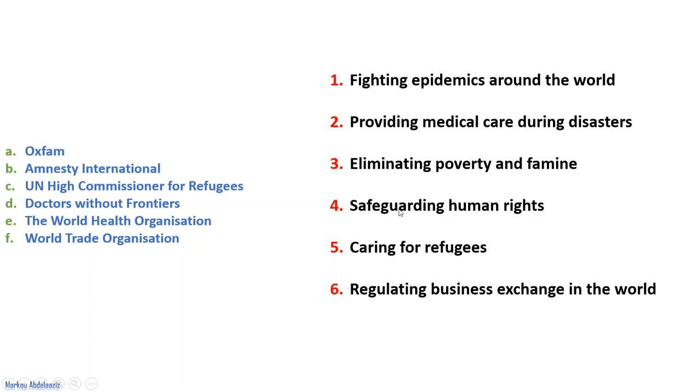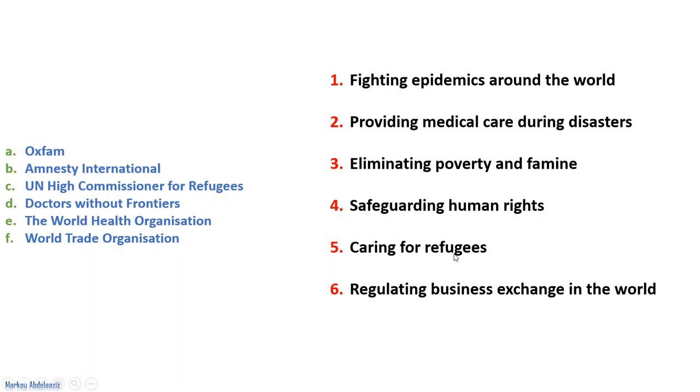Safeguarding human rights. So this organization takes care of human rights. We explained what human rights means in unit number 7. Caring for refugees. Okay, so what does refugees mean? Refugees are people who are forced to move from their country due to some circumstances.